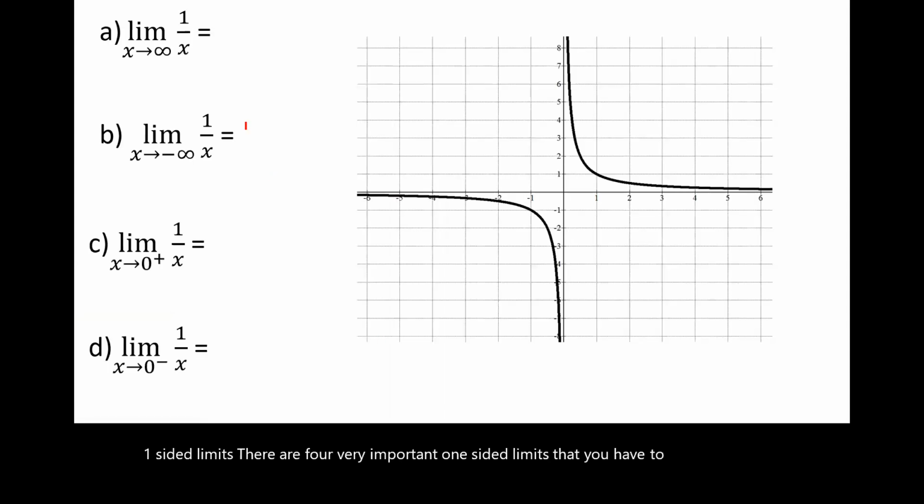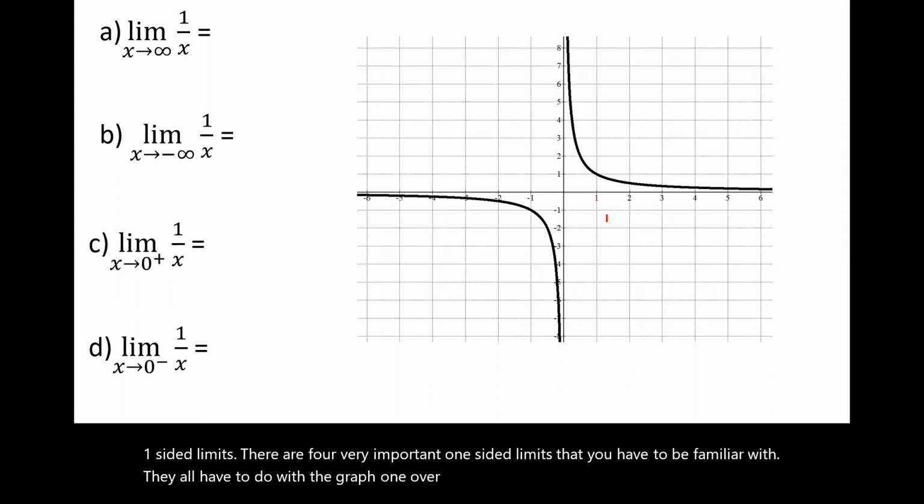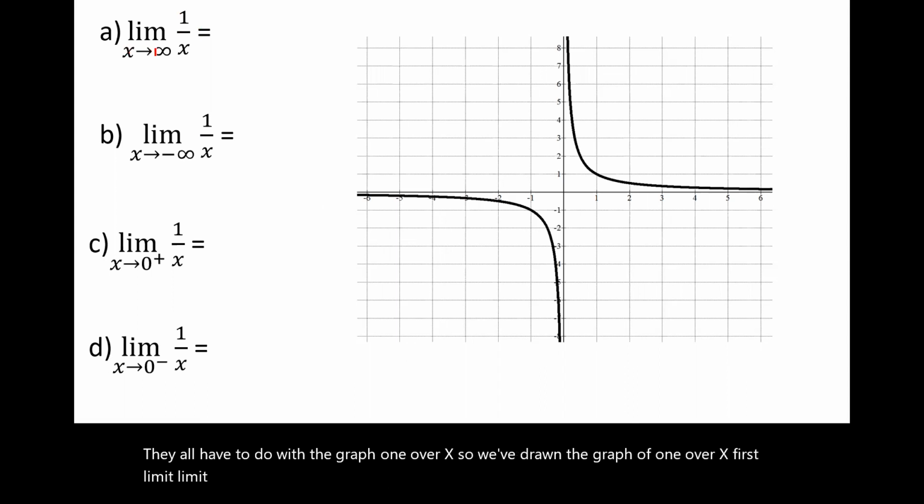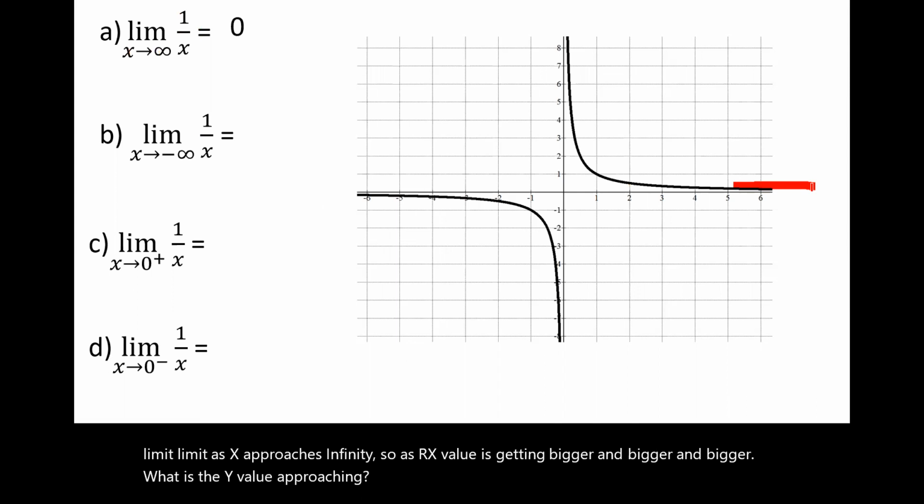One-sided limits. There are 4 very important one-sided limits that you have to be familiar with. They all have to do with the graph 1 over x. So we've drawn the graph of 1 over x. First limit, as x approaches infinity. As our x value is getting bigger and bigger and bigger, what is the y value approaching? And the answer for that is 0.